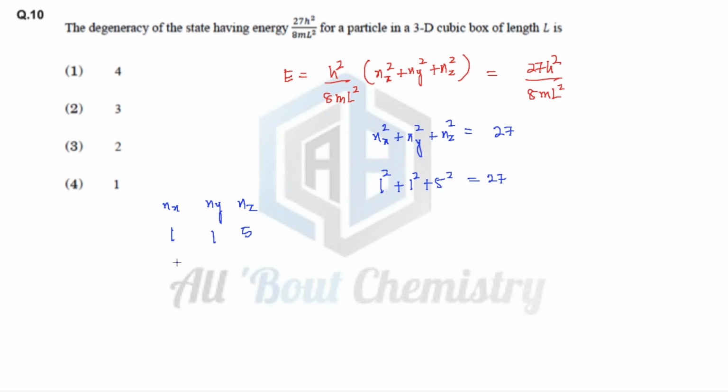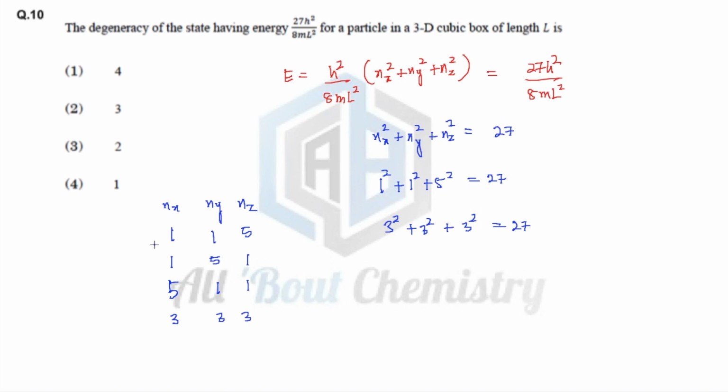Now you can have three different sets out of that. You can have 1, 5 and 1 also, and you can have 5, 1 and 1 also. So these are the three sets of values of nx, ny and nz which will give you 27. Now people just did this and marked option 3, but there was one more set possible over here, when nx, ny and nz all of them become 3. So 3 square plus 3 square plus 3 square is also going to give you 27. So there is one more set, 3, 3 and 3, which gives 27.